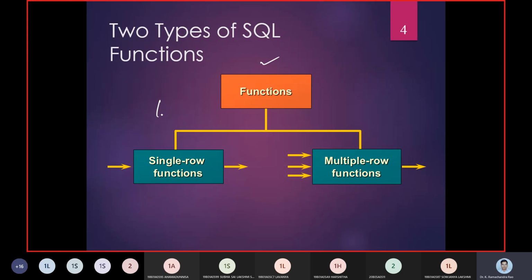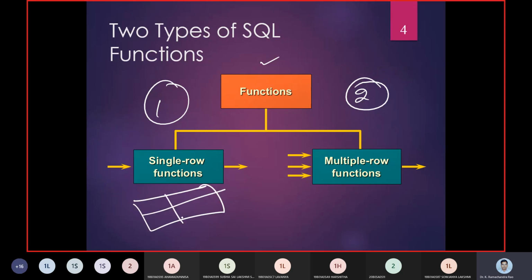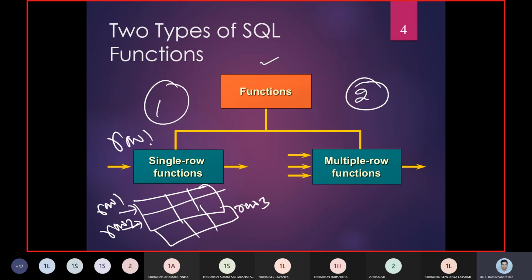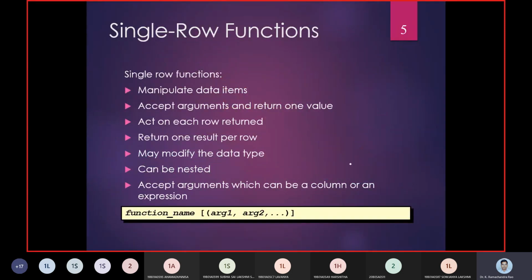Functions are classified into one, we call it single row functions. Two, we are going to have multiple row functions. So if we are going to apply on a single row, so if I am going to have row 1, row 2, and another one we are going to have row 3. Now a single row function I can apply on only row 1, and it can be row 1, row 2, row 3, in multiple ways it is going to happen.